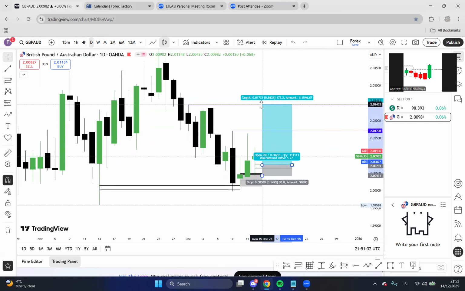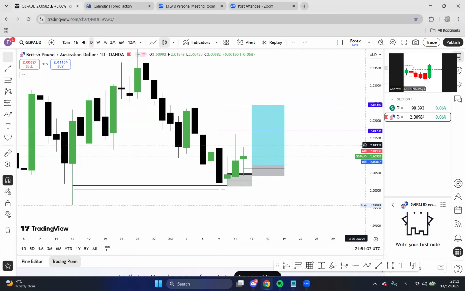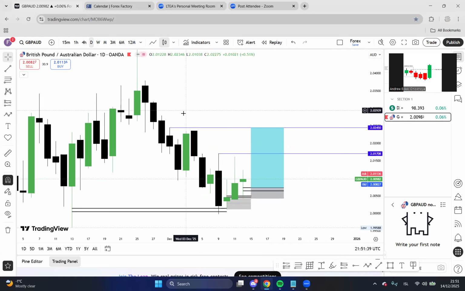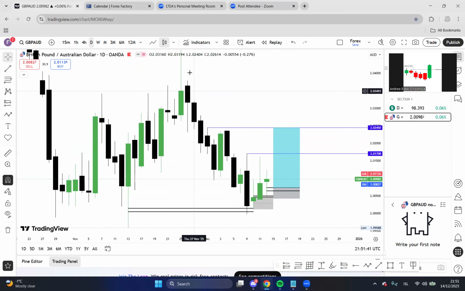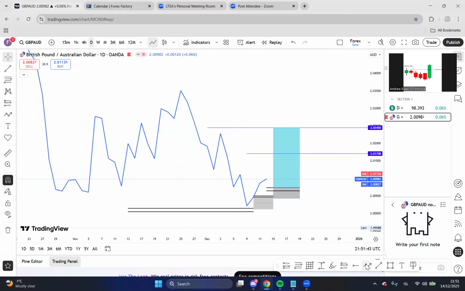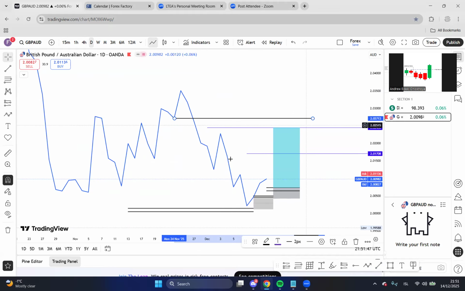Probably take out this one as well. Who knows? This weekly, previous week high. And we have what? A level here that has not been mitigated right here. You can take all of this.